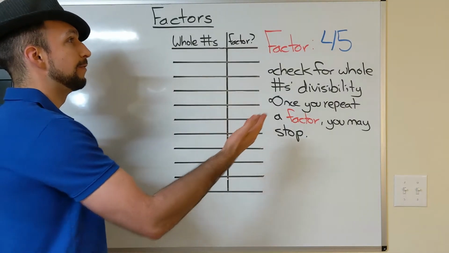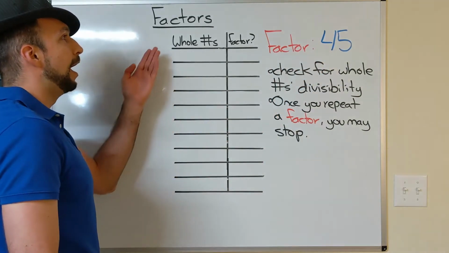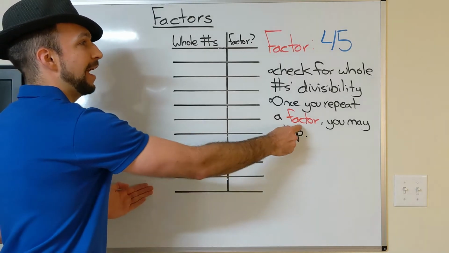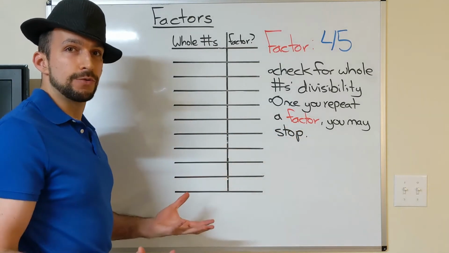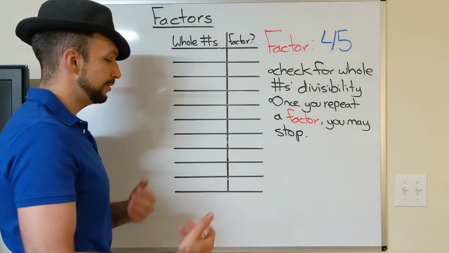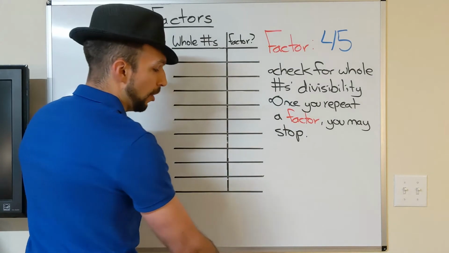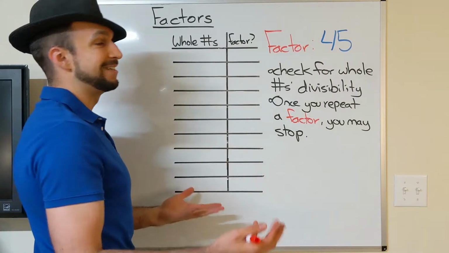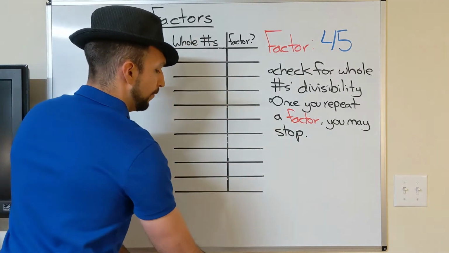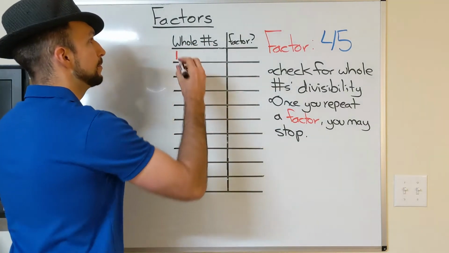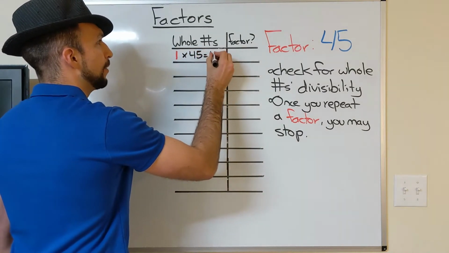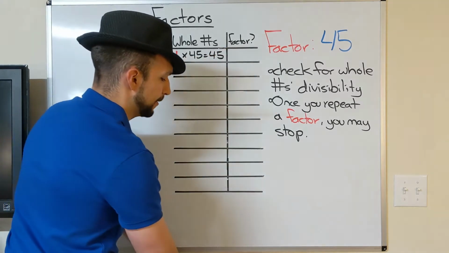So what I'm going to do, if I'm asked to factor 45, is list all the whole numbers until I repeat a factor. I'm going to check, do each of those whole numbers have something we can multiply them by to make 45? So let's start with 1. Spoilers, 1 is always going to be a factor of any whole number that isn't 0. So 1, well, hopefully we can realize, 1 times 45 is 45. So this is a factor.